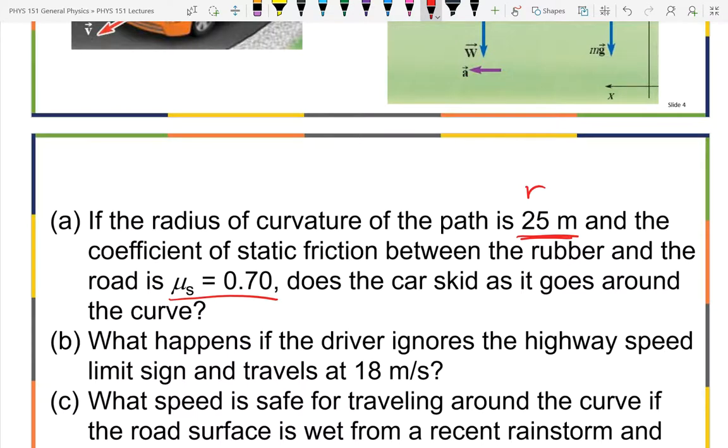Okay, if the force necessary to stay in a circle is greater than the maximum force of static friction. Remember, the force of static friction is less than or equal to mu static times force normal. So I'm going to go through my problem and I'm going to calculate what force of static friction is necessary to stay on the curve. And if that is less than mu s times force normal, then it stays. If the force necessary is greater than mu s times force normal, it skids off the track.